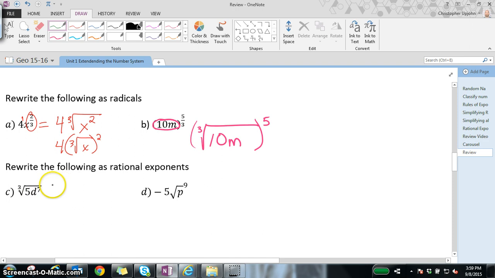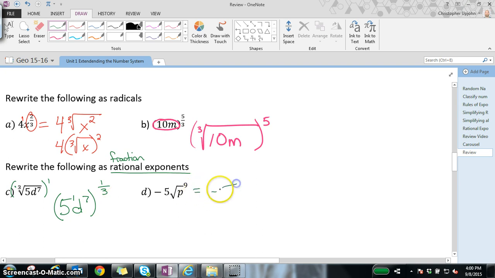Letter C, now we're going the opposite direction. Rewrite as rational exponents. Remember, rational means fraction. So fraction exponents. 5b, they're both inside. 5b to the 7th. And what's the actual power here? 1. So it's 1 over 3. Our index becomes our denominator. Our power becomes the 1. Or 7 over 3 would be just for the b, but not for the 5, because the 5 has an exponent of 1. So we could have written it separately, but that would take too long.